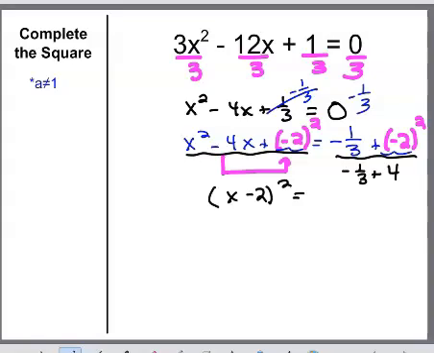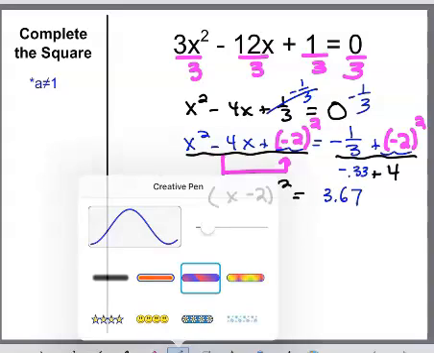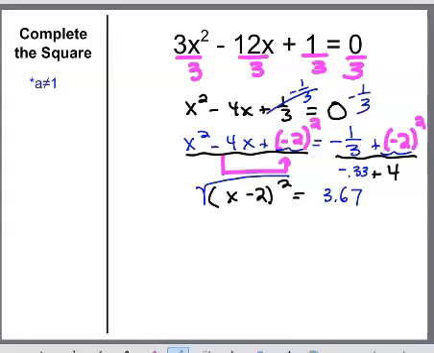But I think instead we will change this to a decimal, negative 0.33, and we get about positive 3.67. Okay, so we'll just leave our answers with decimals under the radical. We're going to take the square root of both sides. And the rate is positive, negative.